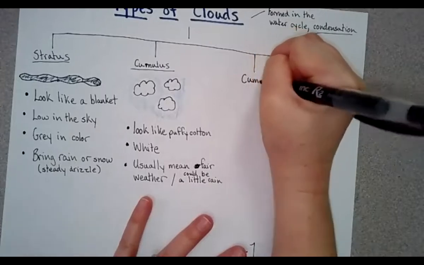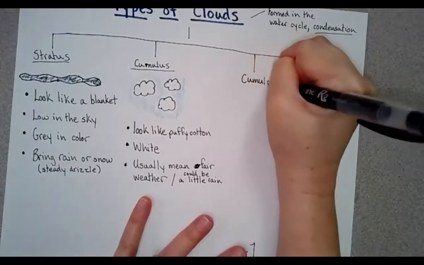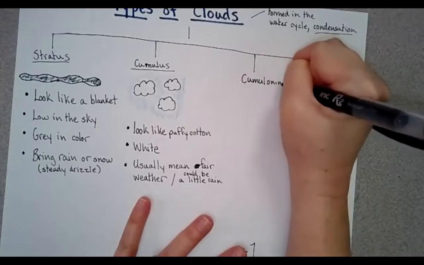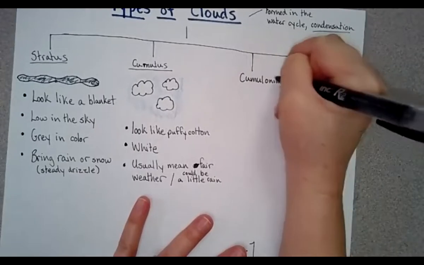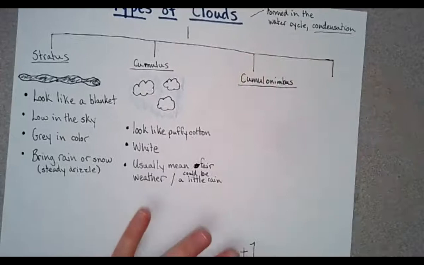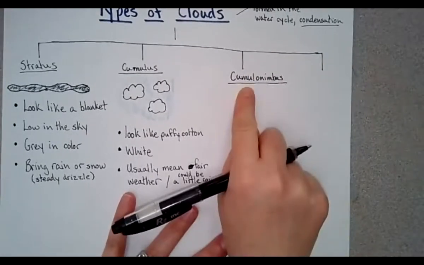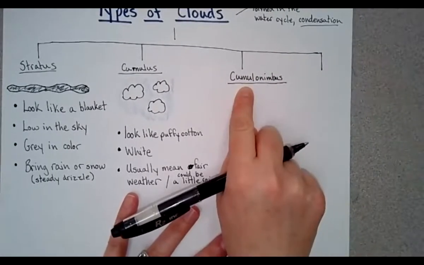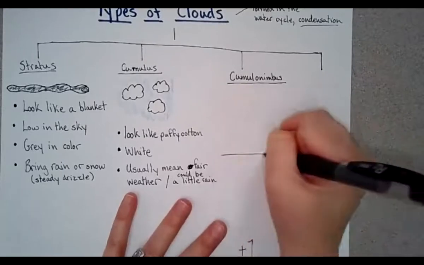Q, mu, low, and then nimbus. All right, cumulonimbus. I like to say it like that so my kids understand that they are scary kind of clouds. Okay, so let's draw them.